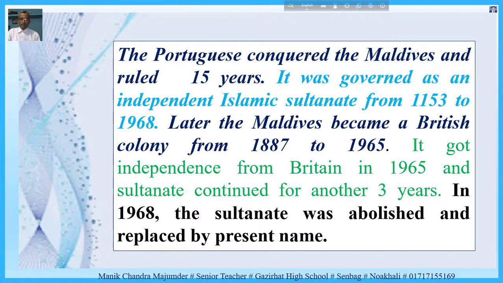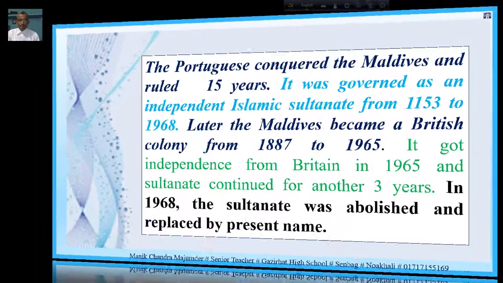The Portuguese conquered Maldives and ruled for 15 years. It was governed as an independent Islamic Sultanate from 1153 to 1968. Later, Maldives became a British colony from 1887 to 1965. It got independence from Britain in 1965 and the Sultanate continued for another 3 years. In 1968, the Sultanate was abolished and replaced by the present name.